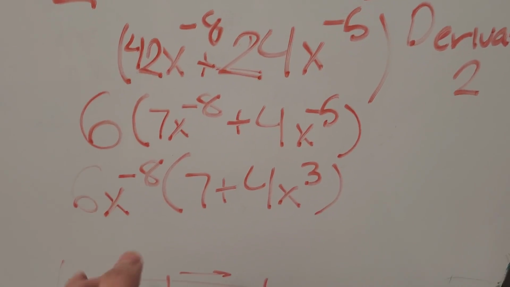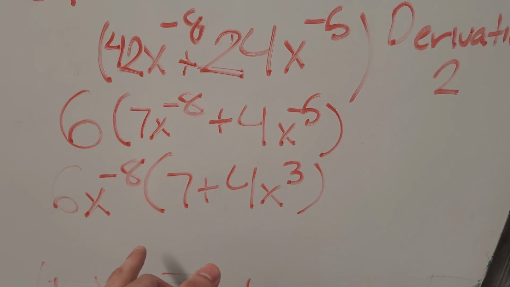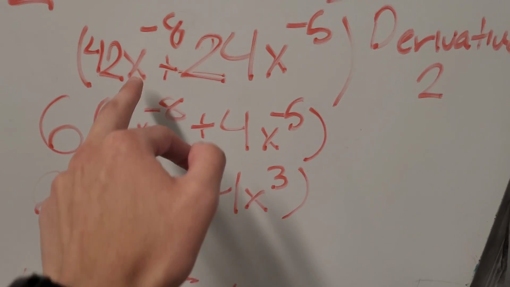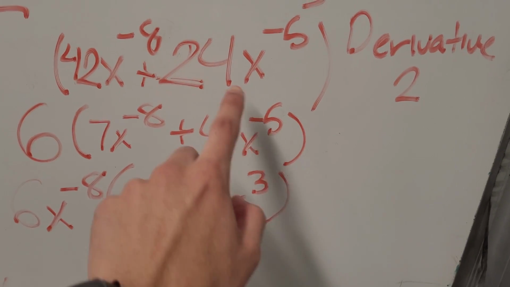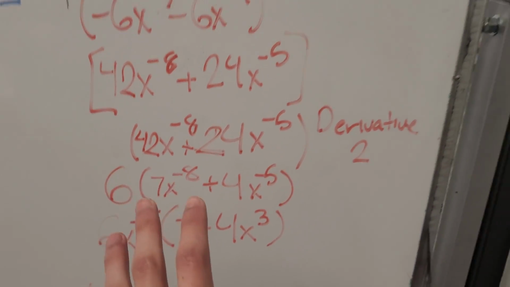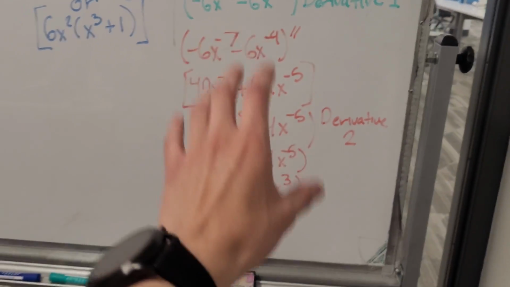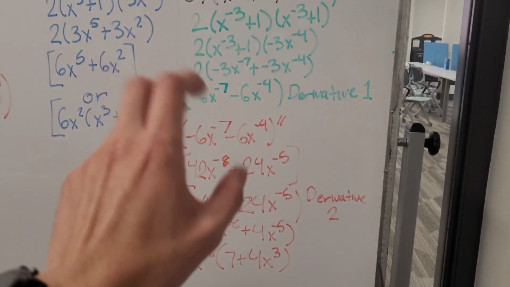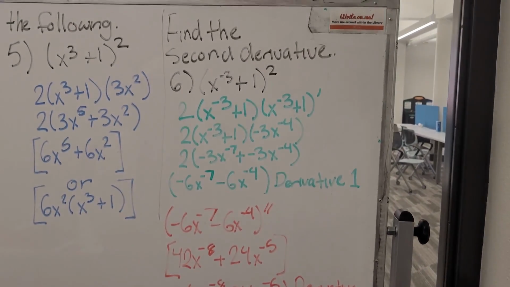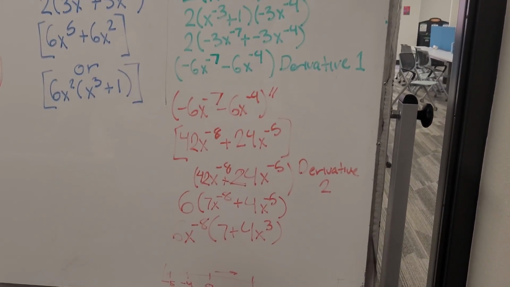If we wanted to test this, we could just factor this back in, and we would see that this would give us the same answer as here, and then this would give us the same answer as here. So that's how you would go about checking your work, which is pretty important when you're dealing with semi-big equations like this. And that is how you would find the second derivative for this problem.